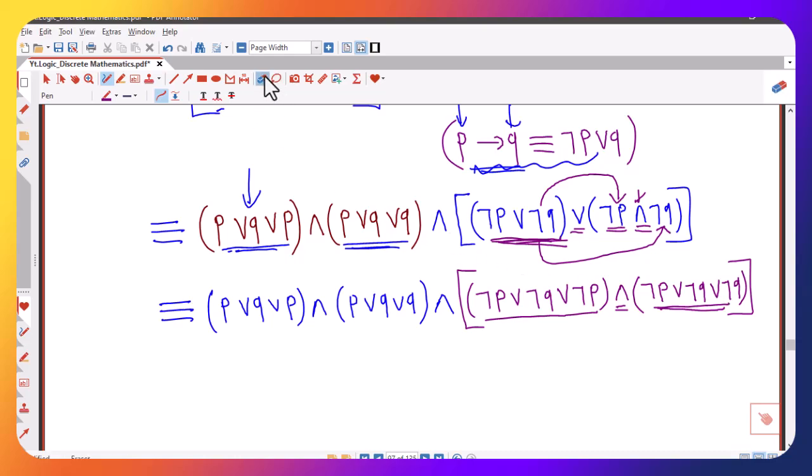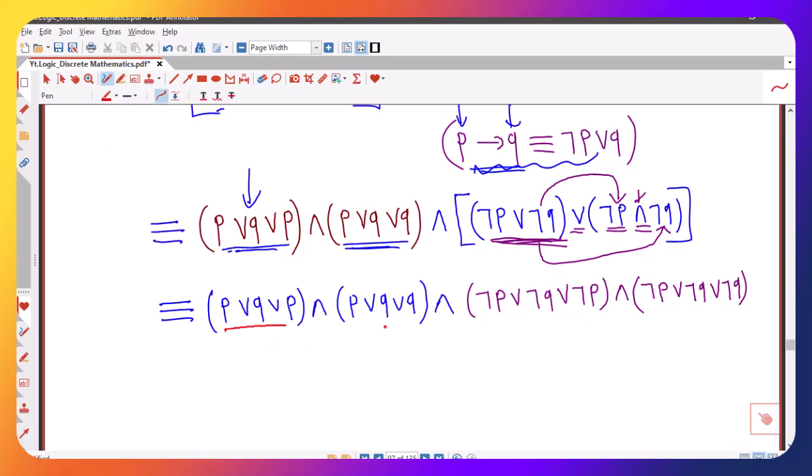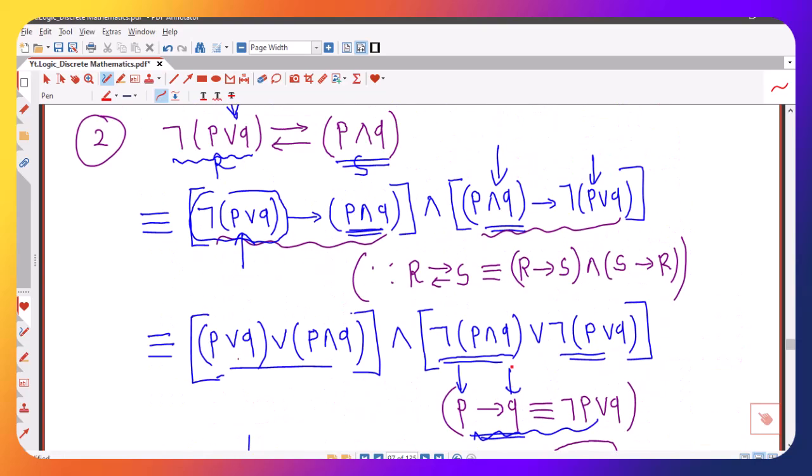Therefore we can remove this bracket, and we can observe that we have conjunctive normal form. We can see that all these are elementary sums and they are connected by AND operator. Therefore this is in conjunctive normal form. So we can easily write down the given formula in conjunctive normal form.